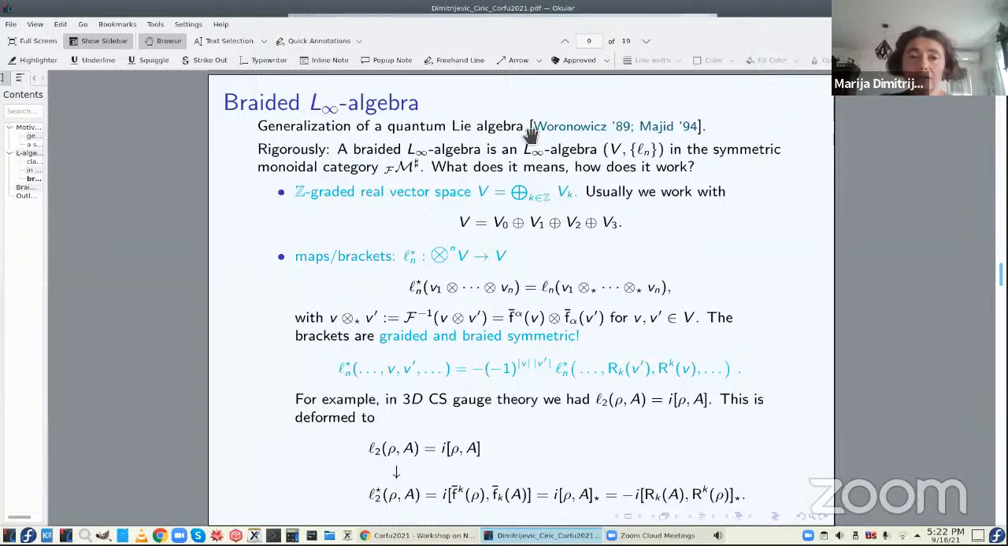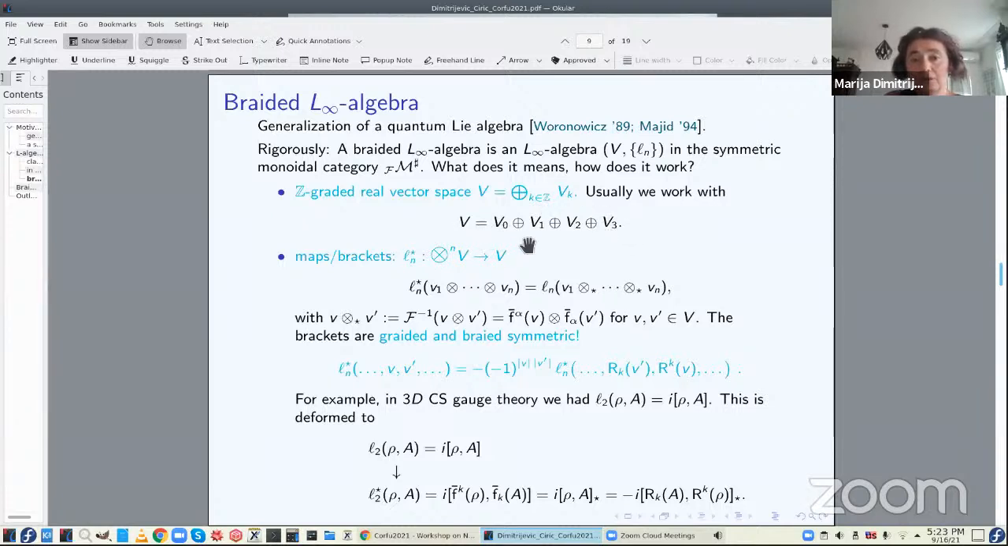Like the classical L-infinity algebra is a generalization of the ordinary Lie algebra, this braided L-infinity algebra should be a generalization of a quantum Lie algebra. Rigorously, the braided L-infinity algebra can be defined in terms of this monoidal category and so on. But I don't want to go into details concerning this. I just want to explain how in practice this works.